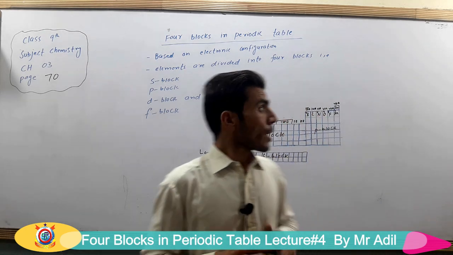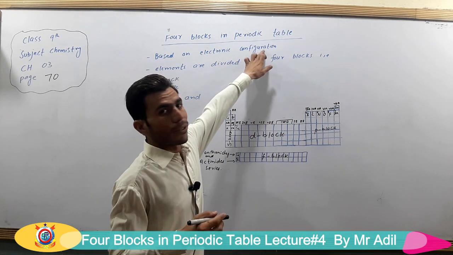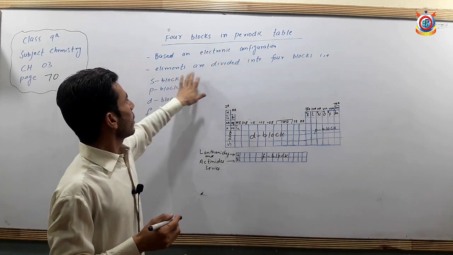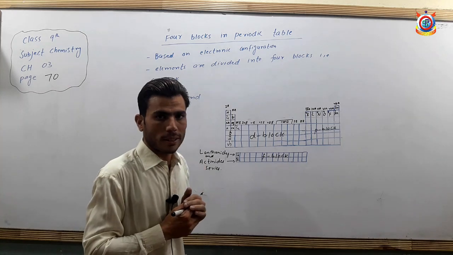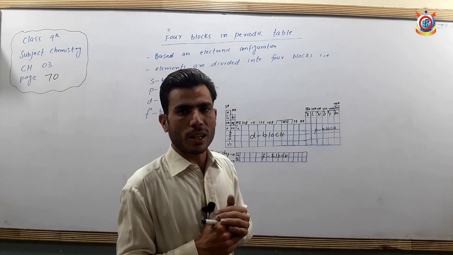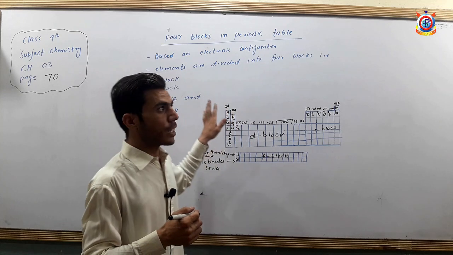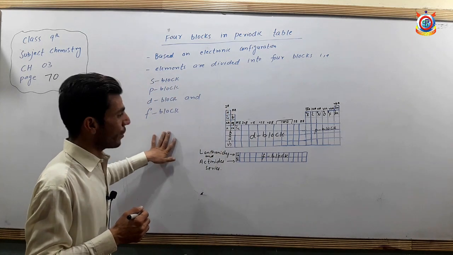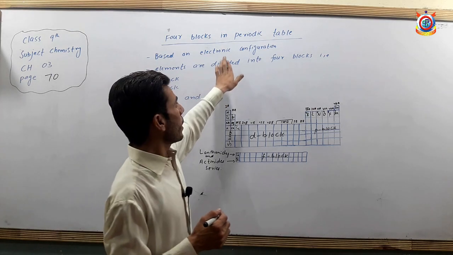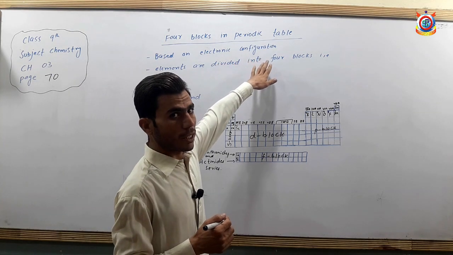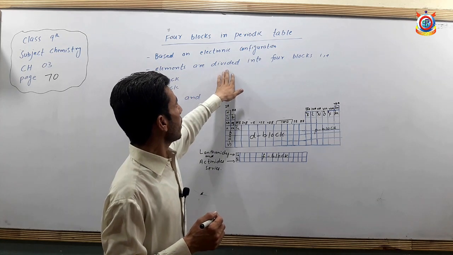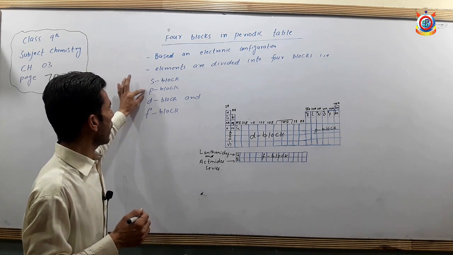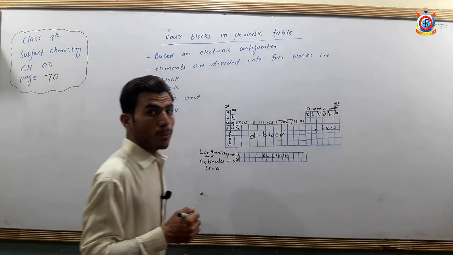So dear students, based on the electronic configuration, elements are divided into four blocks, that is S block, P block, D block, and F block. Based on what? Based on the electronic configuration, elements in the periodic table are divided into four blocks, that is S block, P block, D block, and F block elements.